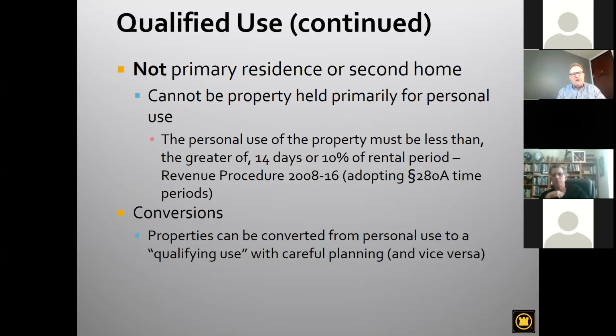Conversions, we can always convert properties from personal use to investment. Basically, we have to change how we file them on our taxes. This is really talking about converting a second home into investment real estate. Just changing how you file them on your taxes, where you're going to be showing rents and depreciation, and have receipts and all that stuff. But those are the only other two properties that do not qualify. So that takes care of our second statutory requirement, qualified use.